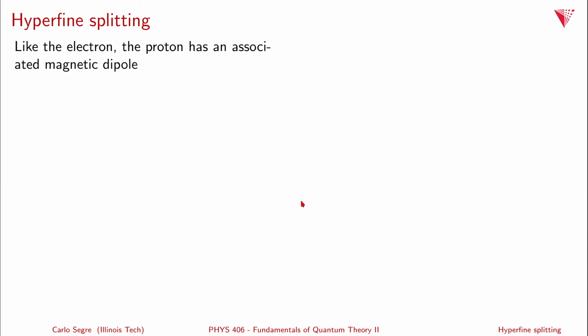Like the electron, the proton has a magnetic dipole. We call it mu sub p, which is g sub p times e, the electron charge, over 2 m sub p times the spin vector of the proton. If you recall, the electron had a very similar expression, except you have a minus sign because of the negative charge. You have g sub e and m sub e, and then s sub e. Now, for the electron, g sub e was about 2. For the proton, g sub p is 5.59.